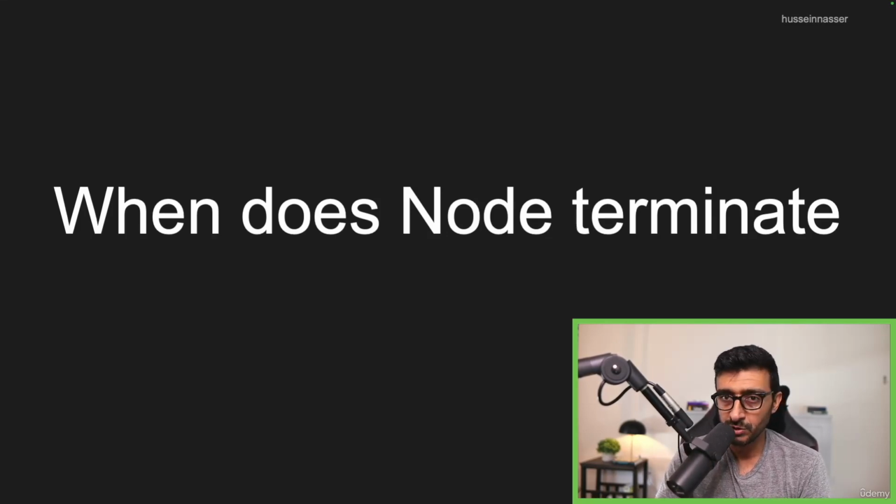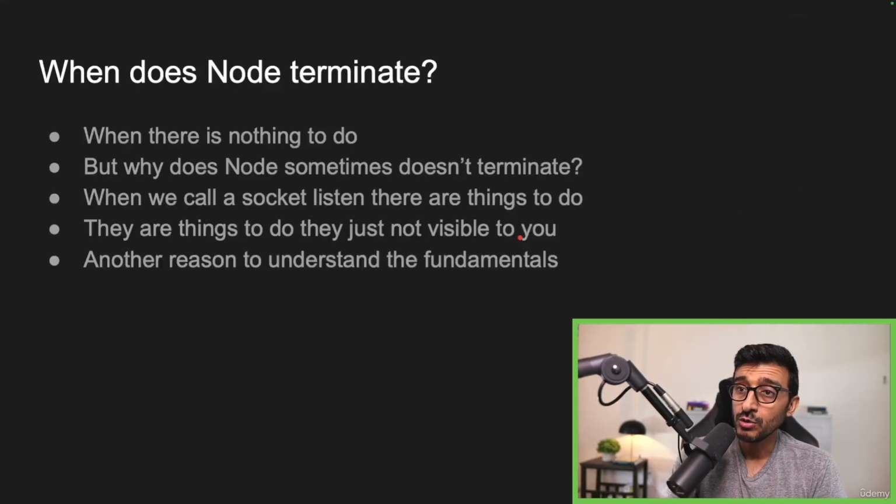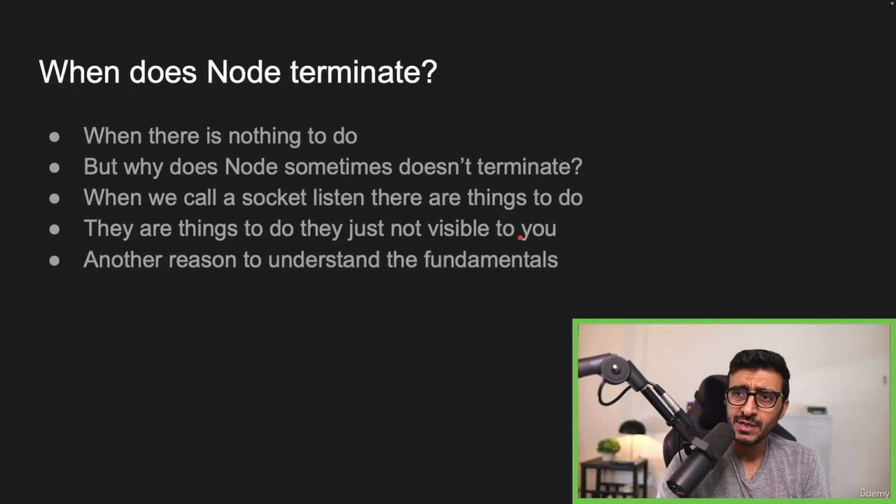You see, it all depends on what node is doing. If you don't know what node is doing, you're in the dark. You don't know what's going on. But if you actually understand what is happening behind the scenes, you have control. And if anything is important to a software engineer, it is control. So, node. When does node actually terminate?